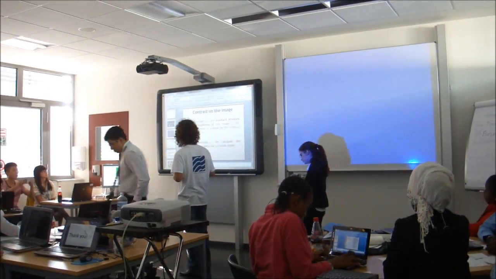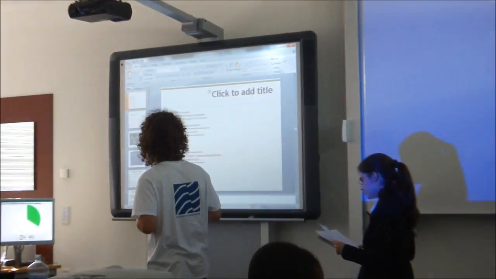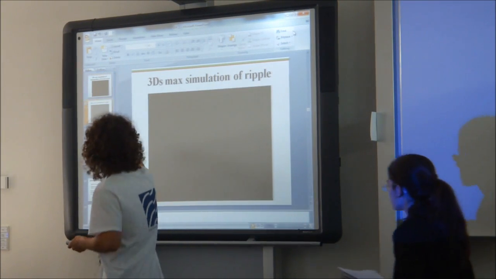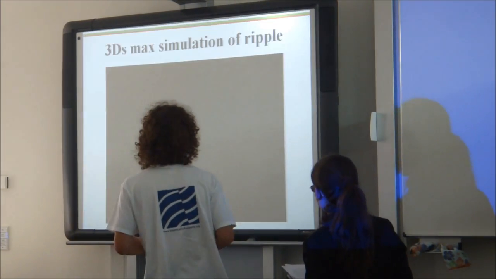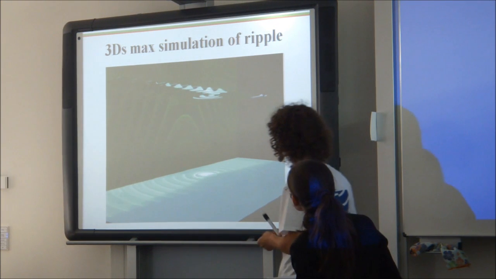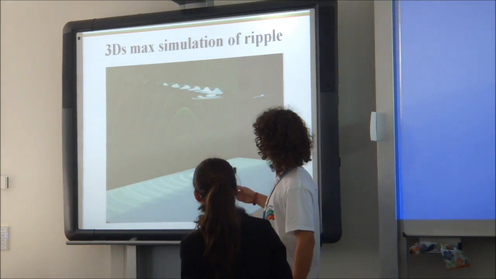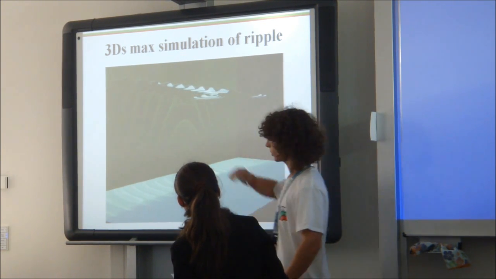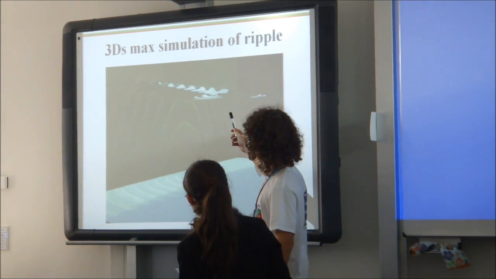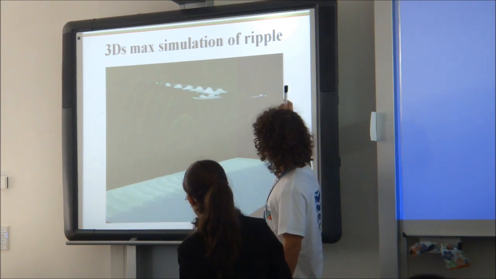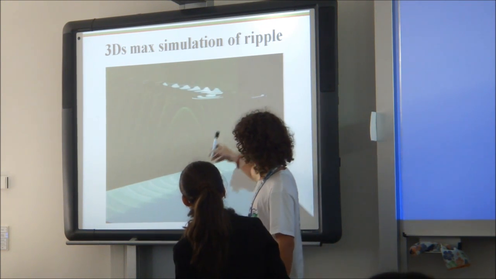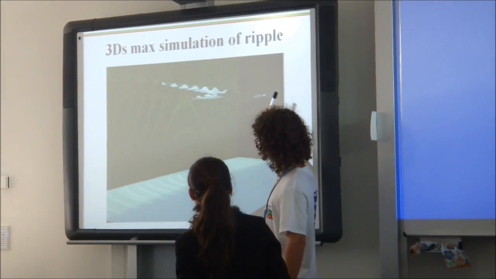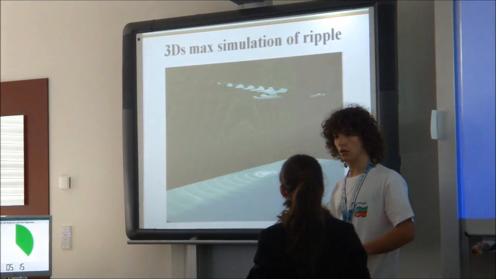For circular waves, well, first of all, this is a 3D Max simulation for a ripple from a point source of light. If we want to have two sources of waves, we just have to sum them up, and there will be interference of the two waves. So the geometry will be changed. Yes, of course, that's the conclusion.